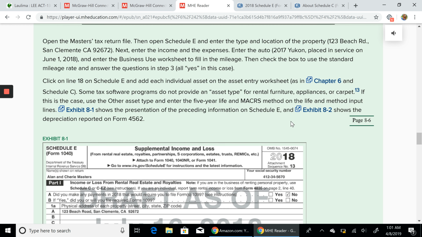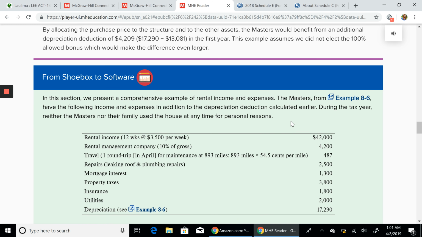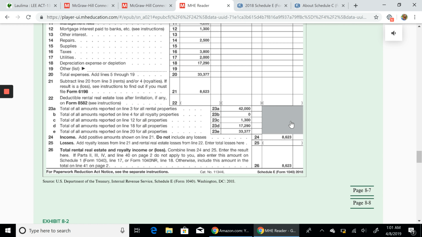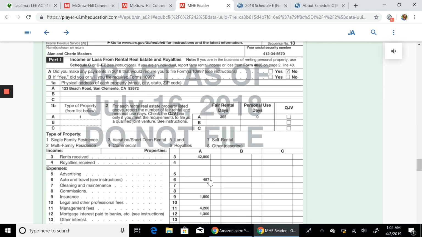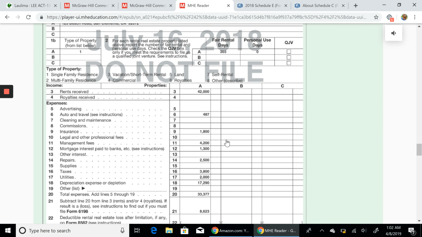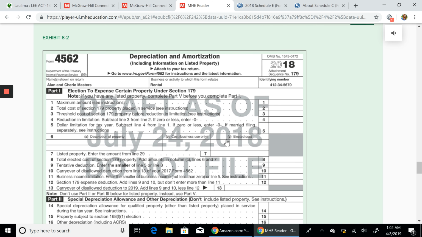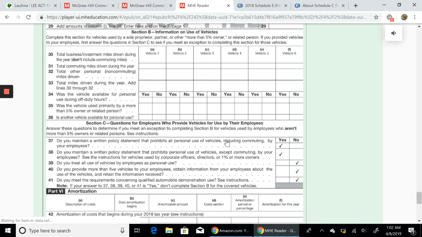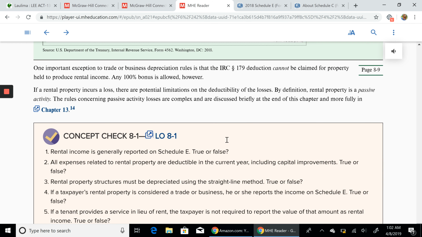Okay, so here's a bigger problem, shoebox to software, where they're going to go through a problem and then update the Schedule E based on the income and expenses. And then this is the depreciation form. If you're an individual, you will not be doing any depreciation forms.